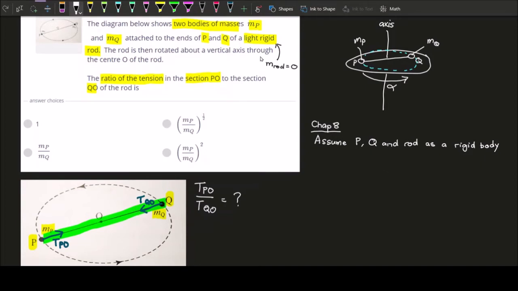for P first. So the sum of torque of P must equal I_P alpha_P. We are trying to speed up the rotation of P. At the same time, rotation of Q will be sped up as well because this is a rigid rod. Both of them will speed up at the same rate. So we also know that the sum of torque at Q will be equal to I_Q alpha_Q.